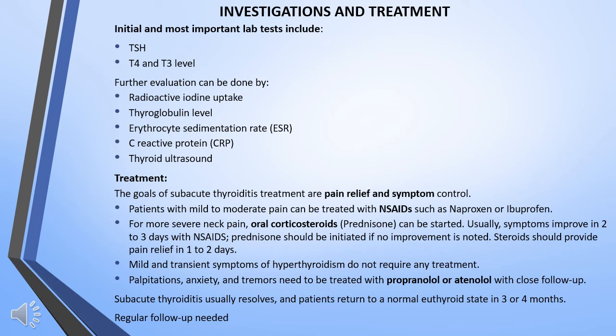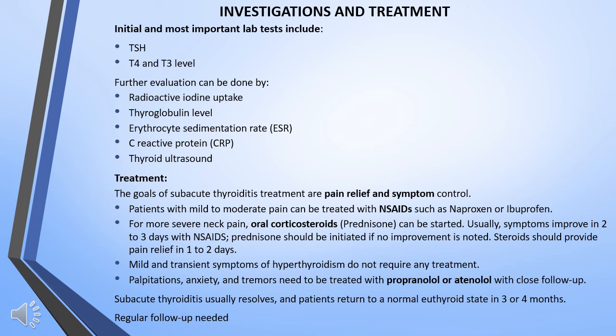After 8 minutes of history taking and physical examinations, now the examiner will ask you regarding the case. You'll have 3 minutes to answer all the questions. In this case, you might be asked regarding the investigations and the treatment. The most important investigation in subacute thyroiditis is TSH, T4, and T3 level. Further evaluation can be done by radioactive iodine uptake, thyroglobulin level, ESR, CRP, and thyroid ultrasound.